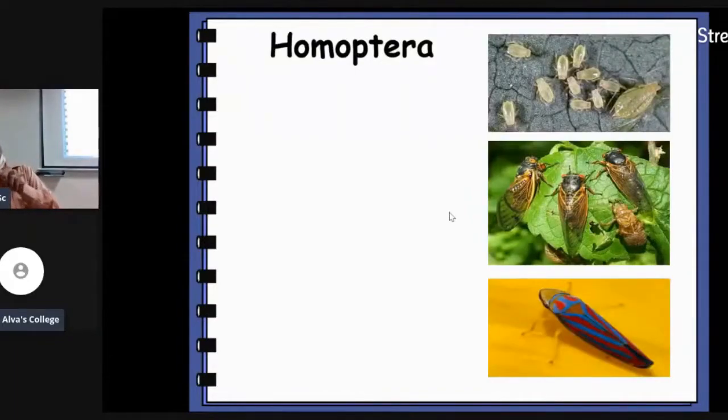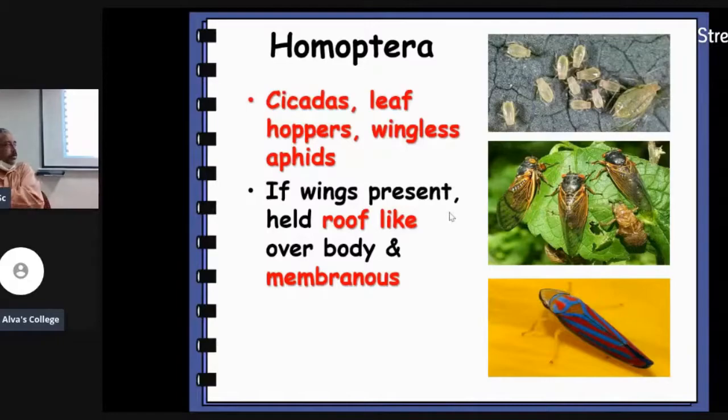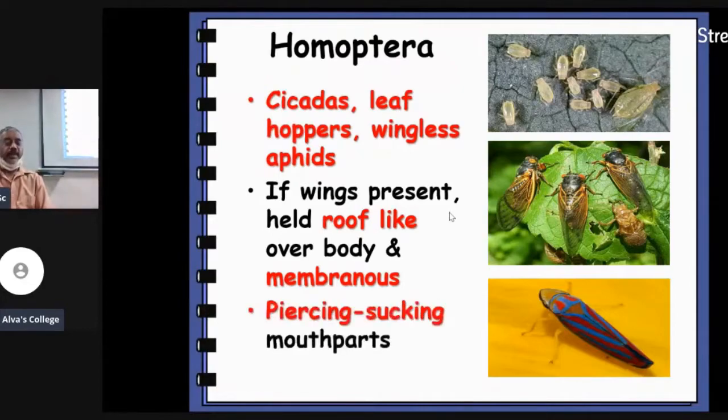Now we move on to another group of insects called Homoptera. Homo means uniform, ptera means wings. So all these insects which have uniform pairs of wings on their bodies are called Homoptera. They include cicadas. During the rainy season, if you go to the Western Ghats, you can hear a lot of continuous calls from these cicadas. It also includes leafhoppers and the wingless aphids. These have membranous wings and piercing and sucking type of mouth parts. They vary in color, shape, and size, and they are very beautiful.